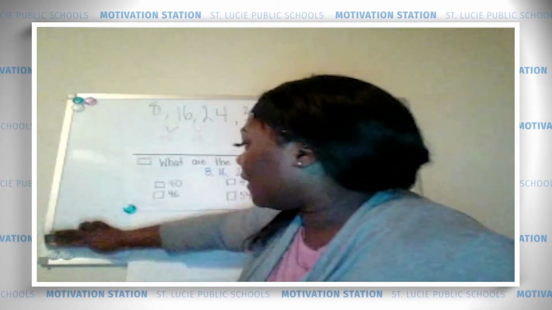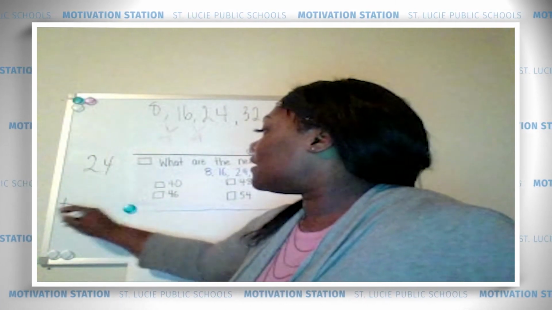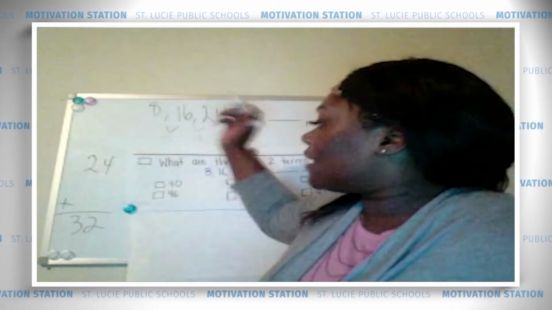This is a really light color. Let's try to darken it up. 24 plus what number equals 32? I guess that's much easier. Well, let's start with my ones place.